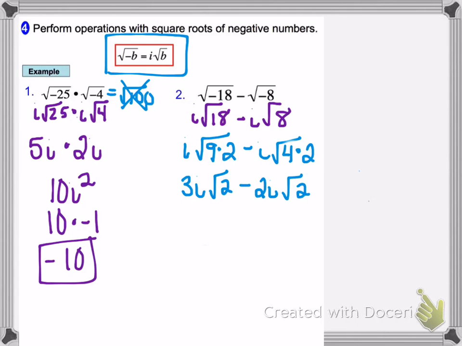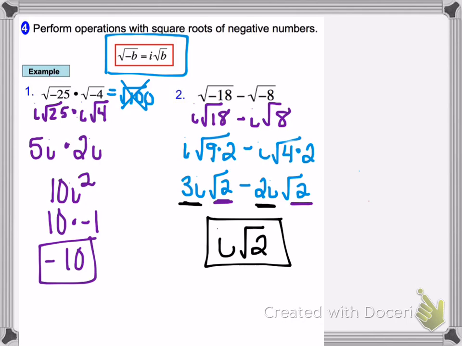The reason I'm doing this is because when you are adding or subtracting with radicals, the numbers inside of the radical symbol have to be the same in order to perform those operations. So since we have 3i times the square root of 2 minus 2i times the square root of 2, and the square root of 2 and the square root of 2 are the same, I can actually perform the subtraction with like terms. 3i minus 2i is i. The square root of 2 just stays the square root of 2; you don't actually perform that subtraction with those. So my final answer is i times the square root of 2.